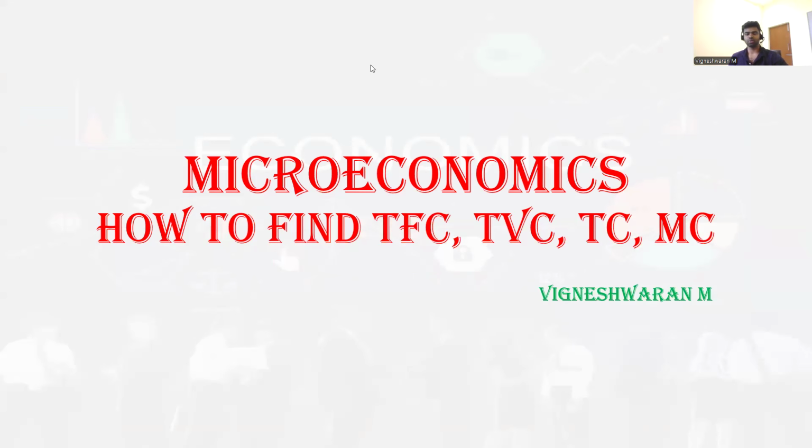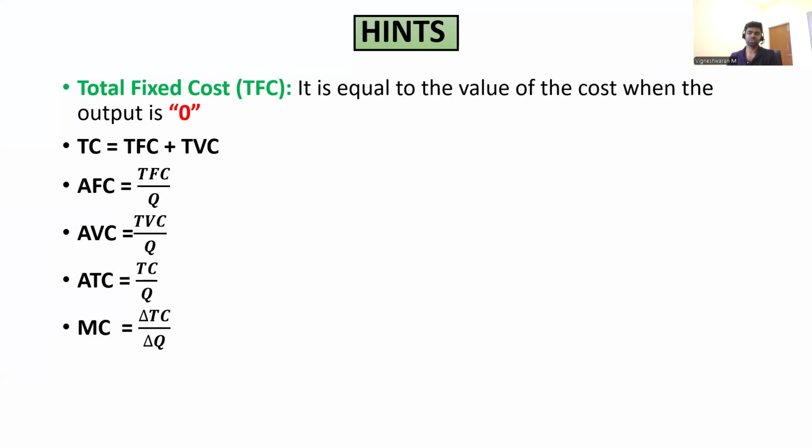So in this video we are going to see how to find the total fixed cost, total variable cost and the marginal cost for the given questions. Before going into the questions, there are a few things that you have to know. The first one is total fixed cost. Total fixed cost is equal to the value of the cost when the output is zero.